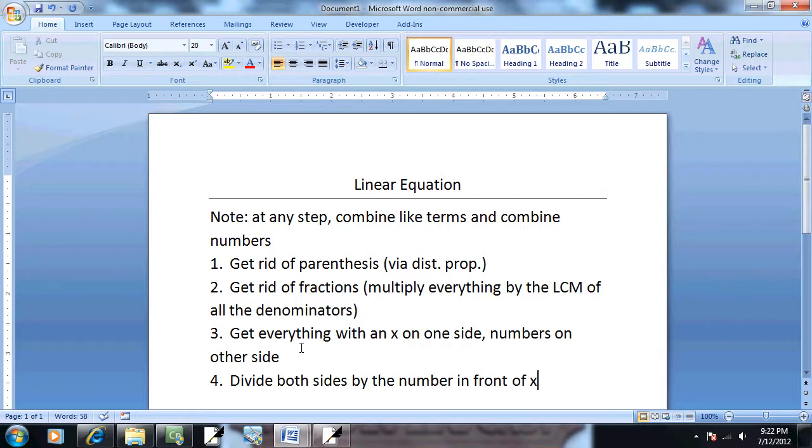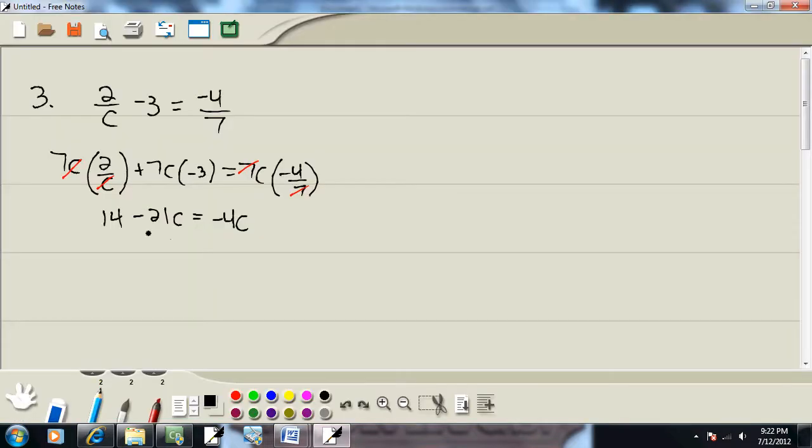Third step, get everything with a c on one side, numbers on the other side. I'm going to take the 21c over to the right side, and it becomes a positive 21c. When you take anything across the equals, the sign changes. Negative 4 plus 21 gives us 17, so we got 17c. Combine like terms at any step.